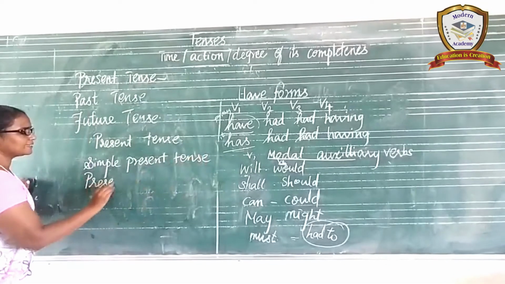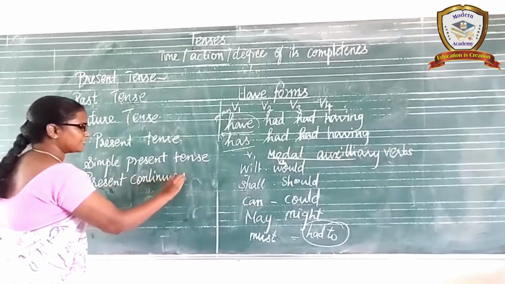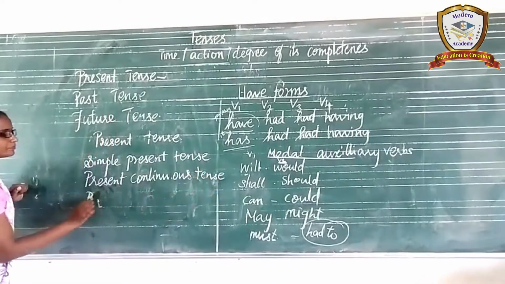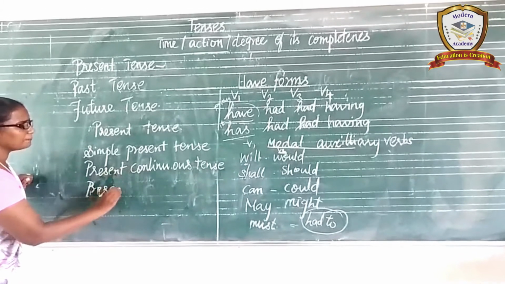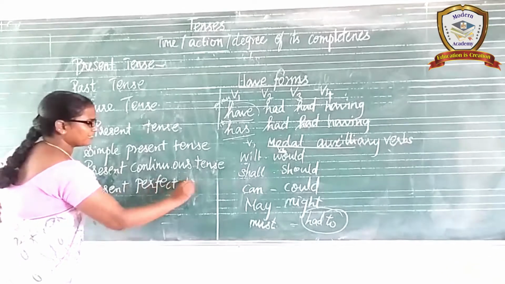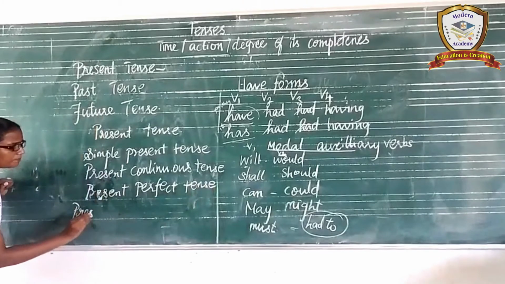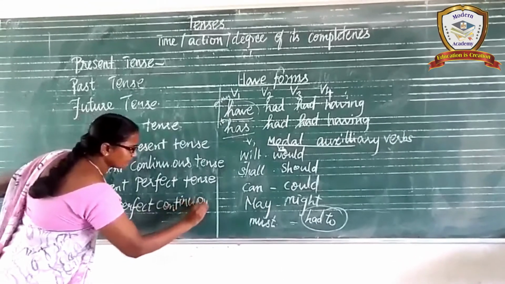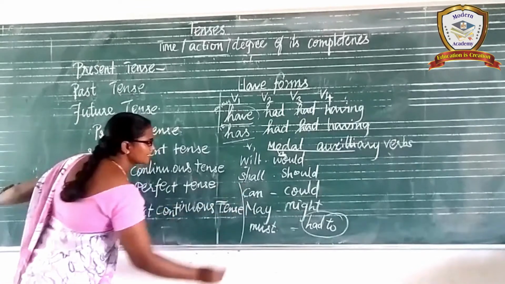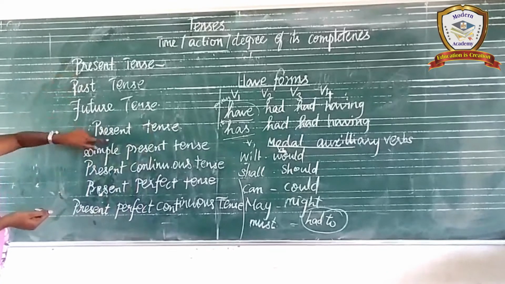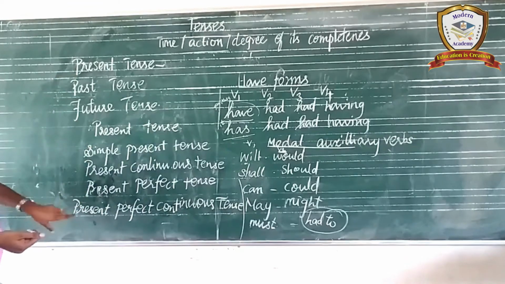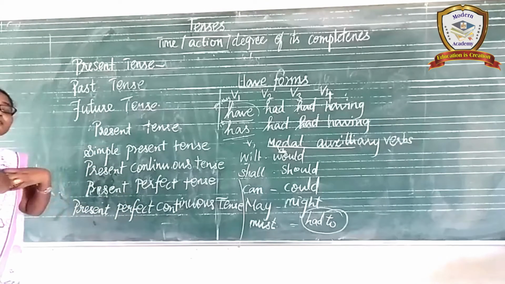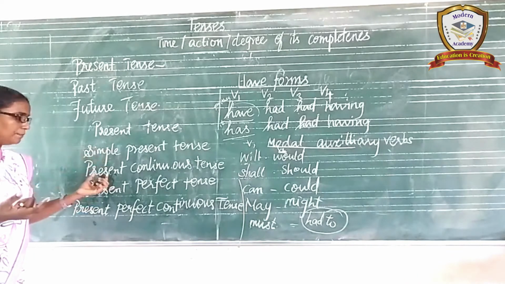Simple present tense, present continuous tense, present perfect tense, present perfect continuous tense. Understand? Present tense has four types. For today's activities, we are going to use the four types of sentences to express our thoughts. Understand?